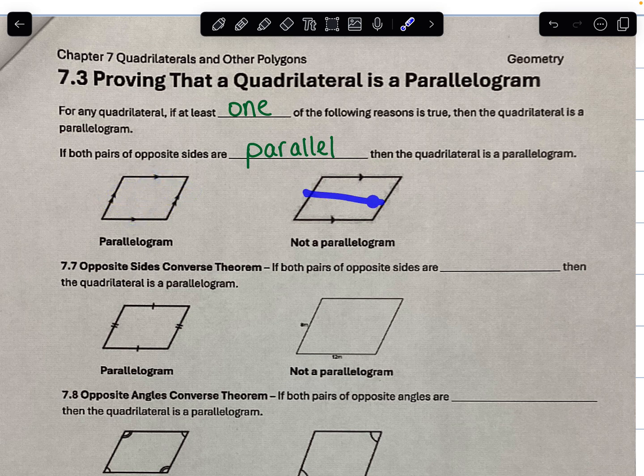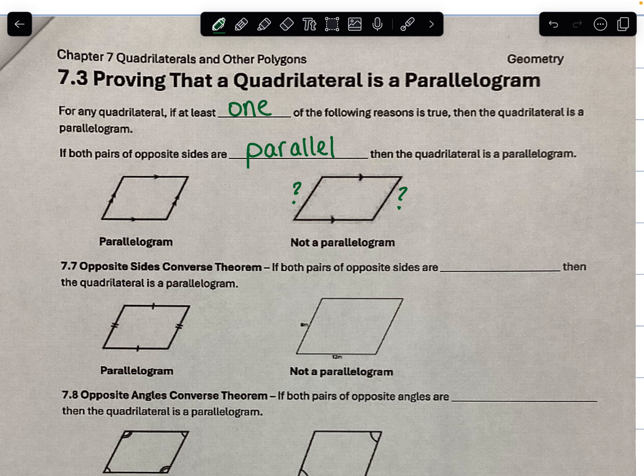Because opposite sides here are parallel, opposite sides on the top and bottom. Why is the second one not? Because what do we not know about these two sides? We don't know for a fact that they are parallel, okay? So those are question marks because we really just don't know, okay? So we cannot say for sure just because one pair is. We have to have both.